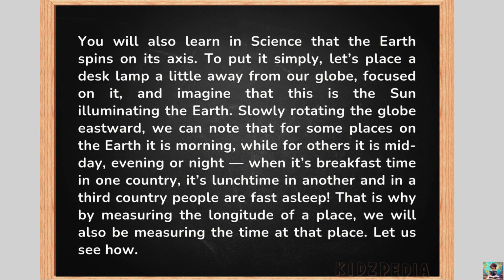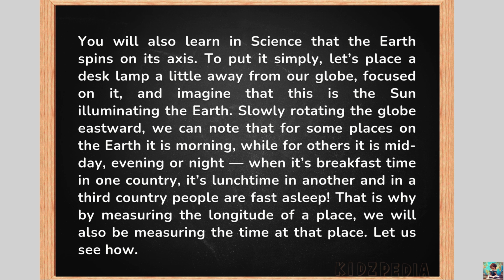You will also learn in science that the Earth spins on its axis. To put it simply, let's place a desk lamp a little away from our globe focused on it. And imagine that this is the sun illuminating the Earth. Slowly rotating the globe eastward, we can note that for some places on the Earth, it is morning, while for others it is midday, evening or night. When it's breakfast time in one country, it's lunch time in another. And in a third country, people are fast asleep. That is why by measuring the longitude of a place, we will also be measuring the time at that place.